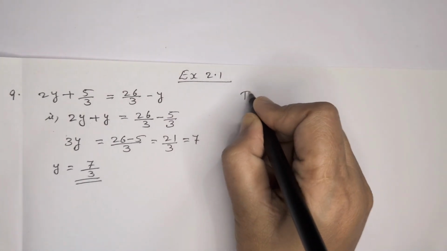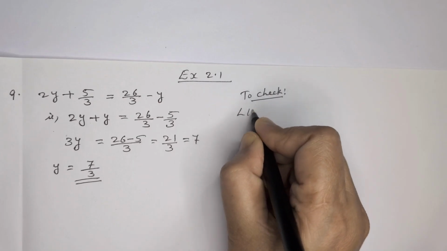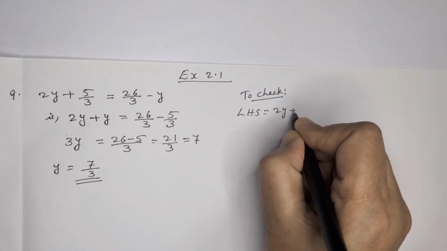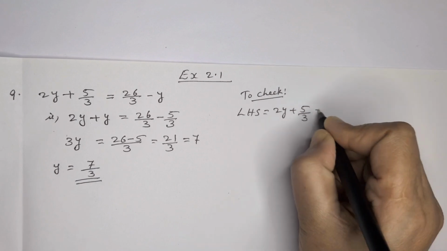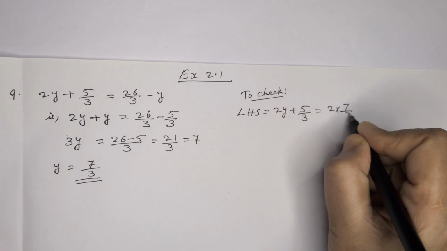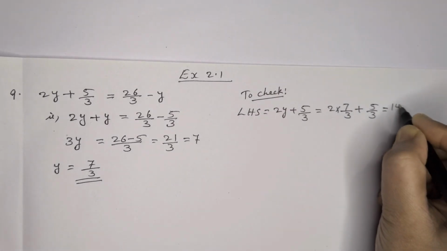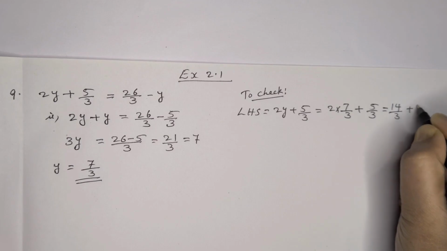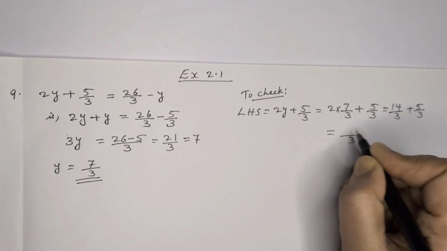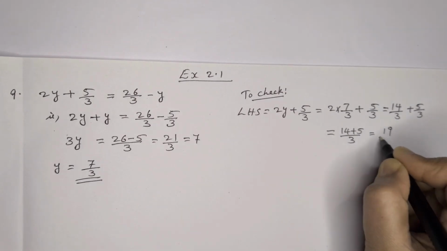Now to check. LHS: 2y + 5/3 is equal to 2 times the value of y, 7/3, plus 5/3, which is equal to 14/3 + 5/3. There the common denominator is 3, and 14 plus 5 is equal to 19/3.